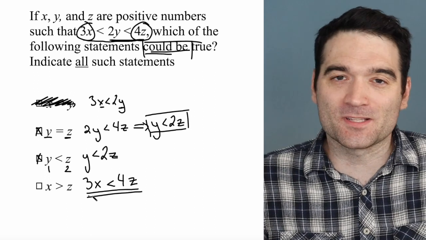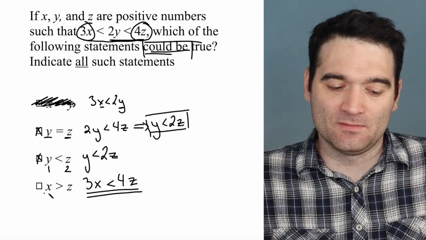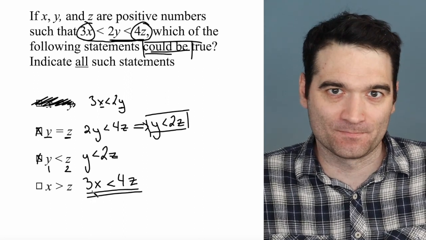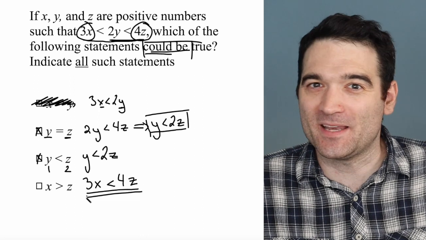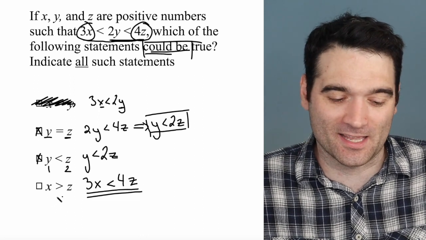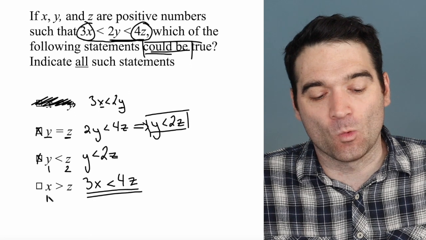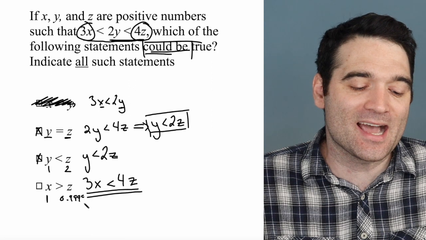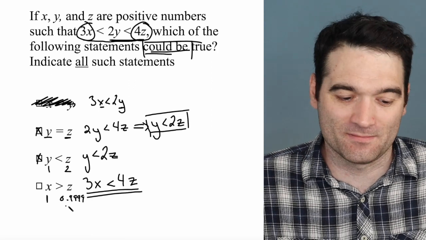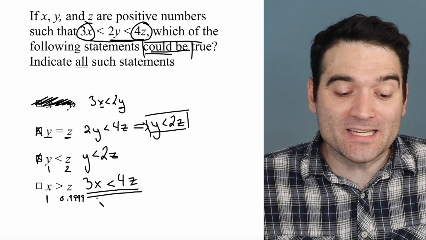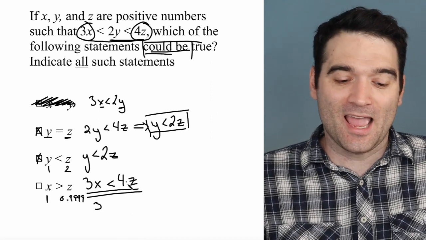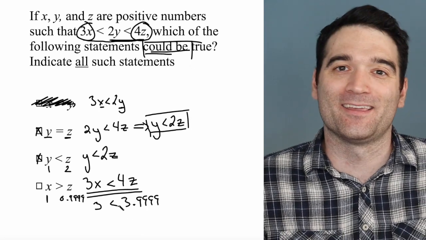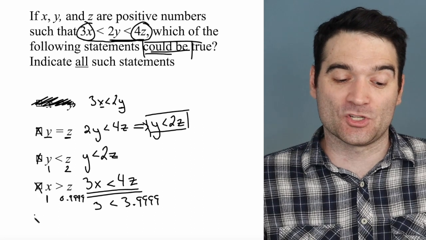Okay, now, this one's a little harder to think of. Is it possible to make x greater than z and still have this be true? Well, it is, but to do it, we have to kind of dip into the decimal zone. And here's what that looks like. What if we make x equal to 1 and z equal to 0.9999999, very, very close to 1. It's still less than 1. Well, 3 times 1 is 3, and 4 times 0.9999999 is 3.9999999. So I have found one case where this is true.